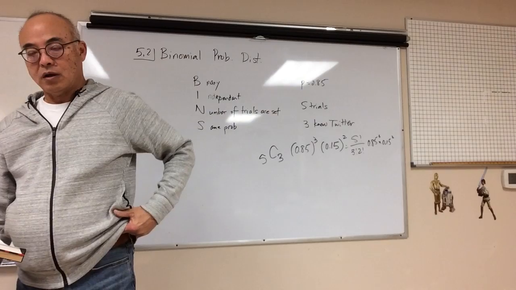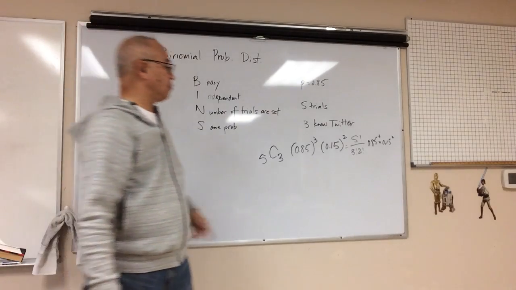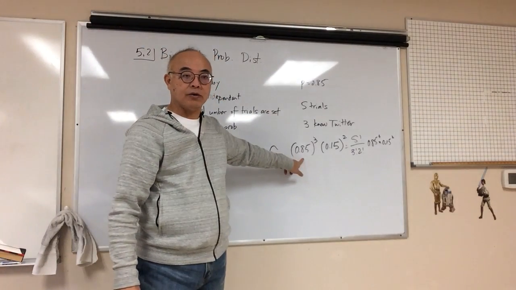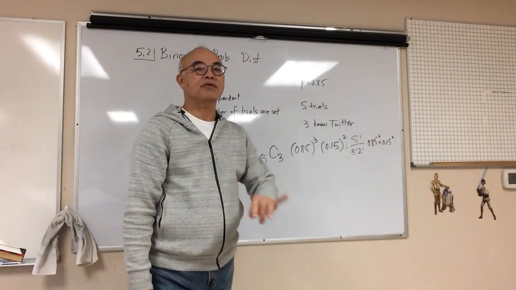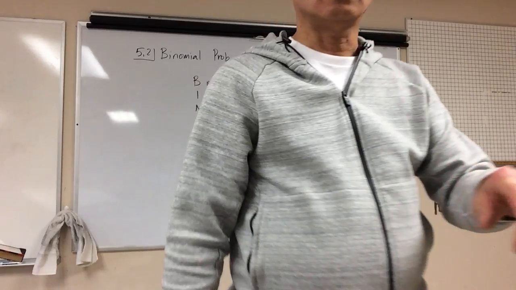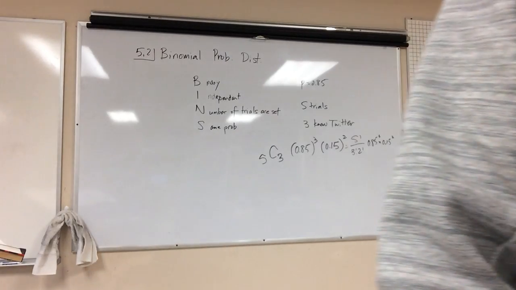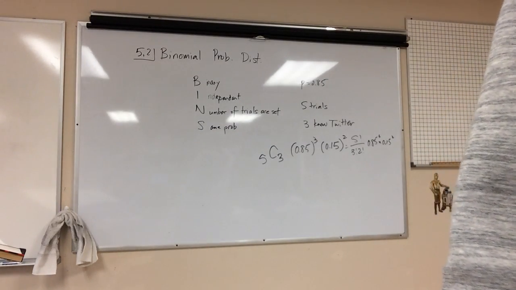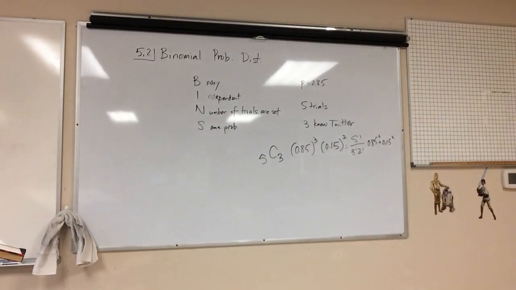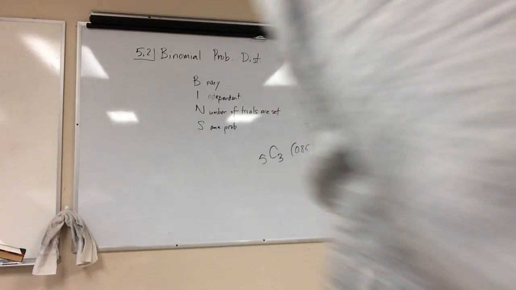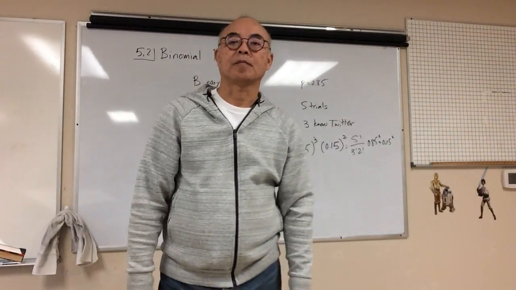Is the X value this, or is that the P value? Your calculator's asking different things than her calculator's asking. The X value is the number of successes. So your X value is 3. Trials is 5, P is 0.85.